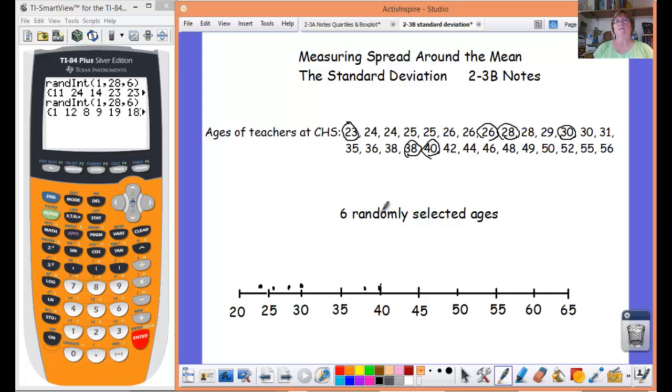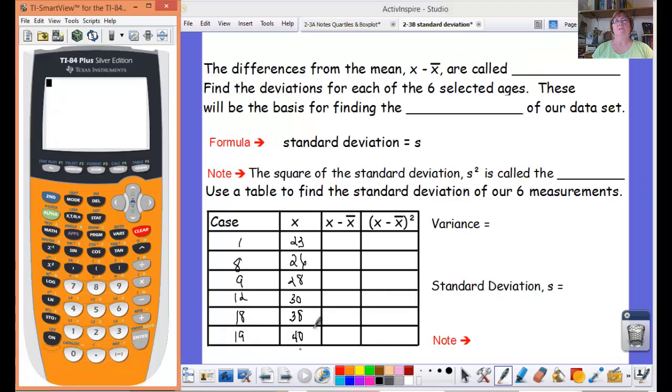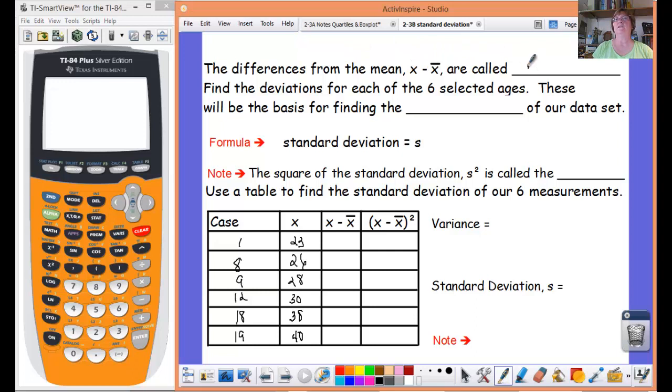All right, so I have my 6 randomly selected ages graphed, and boy, I certainly got young ones for my 6. I want to enter those ages into a table on the next page, and then we'll find a standard deviation. So here are my 6 ages entered into a table. The case is the teacher number, and the X value is actually their age. To find a standard deviation, we need to find the deviations from the mean, the differences from the mean. Those are called the deviations.